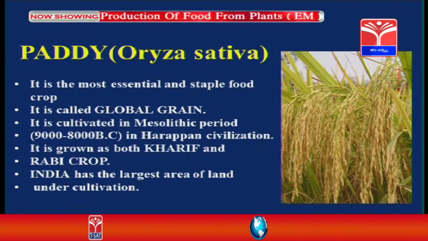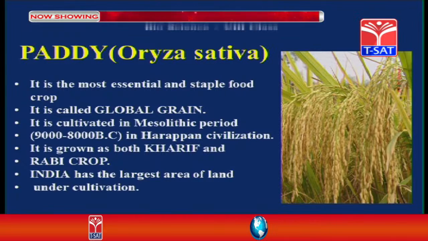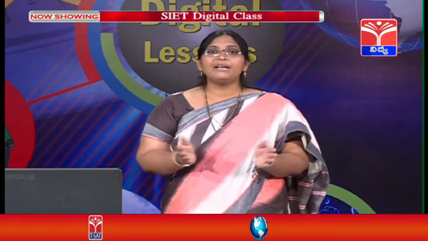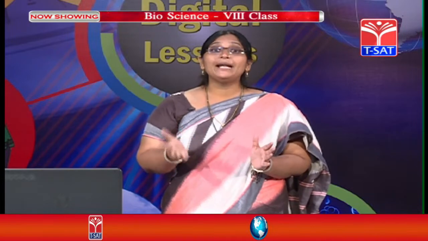Its cultivation started in the Mesolithic period, that is, in the Harappan civilization. This is grown as both a Kharif and a Rabi crop. Even in China and Japan, this rice crop is grown. India has the largest area of land under paddy cultivation. Though we have the largest area, the production is more in China and Japan. Our production, though we are cultivating rice in a very big area, is somewhat less when compared to China and Japan.